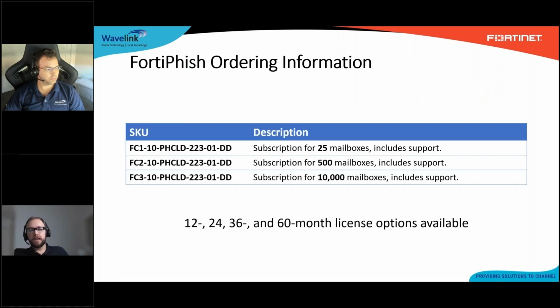Now there's only 3 main SKUs that you can order, depending on how many mailboxes you would like to license. So there's a 25 mailbox, there's a 500 mailbox, and a 10,000 mailbox SKU. And these licenses are stackable. So it means if you needed 525 mailboxes, let's say, you would purchase the 25 pack and the 500 pack, and now you've got a 525 pack. You can also purchase this with a duration of 1, 2, 3, and 5 years, depending on your requirement. So if you only wanted 500 mailboxes for 2 years, you can purchase a 2-year subscription.